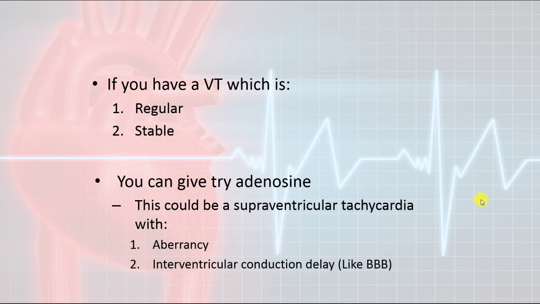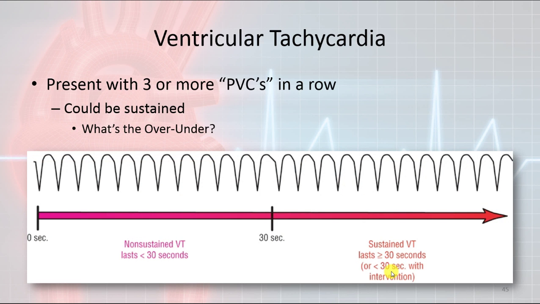You could have a supraventricular tachycardia with an aberrantly conducted QRS complex, which is something that I cover in the junctional presentation. You could also have some kind of interventricular conduction delay like a bundle branch block. And if you have a supraventricular tachycardia with a left bundle branch block, it's going to look a lot like VTAC. But you wouldn't treat it as VTAC, you would treat it as a supraventricular problem. Let's go ahead and talk about VTAC though.